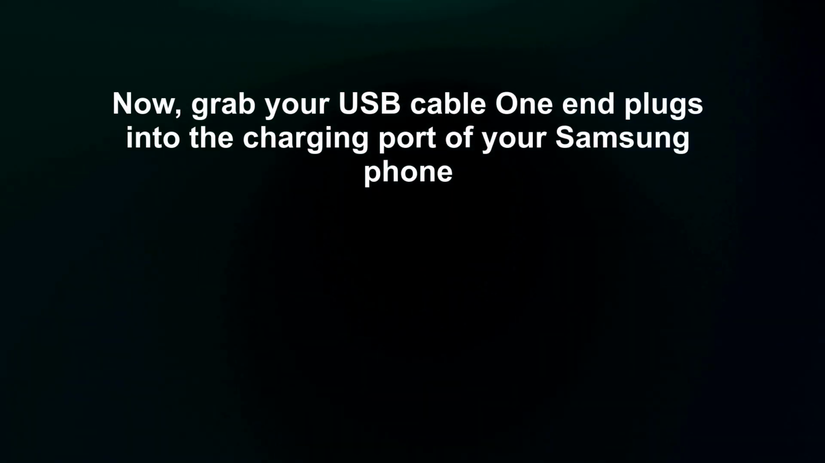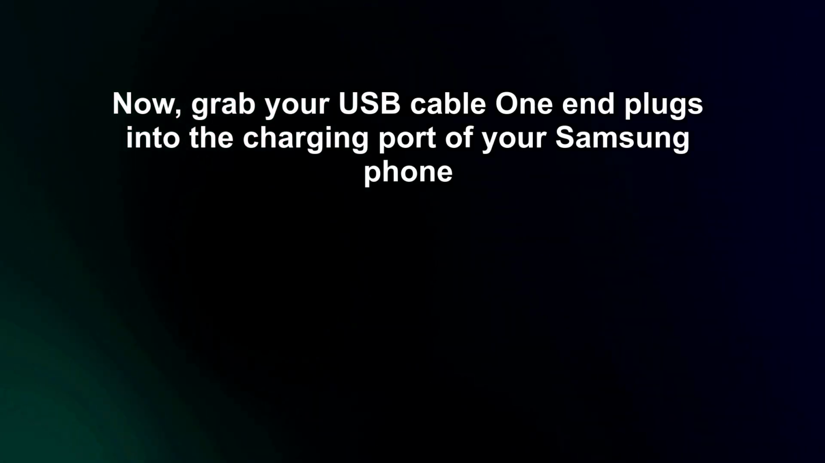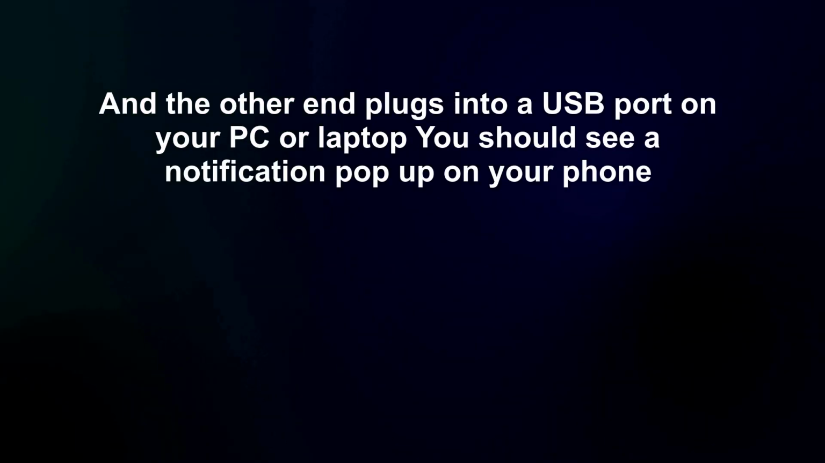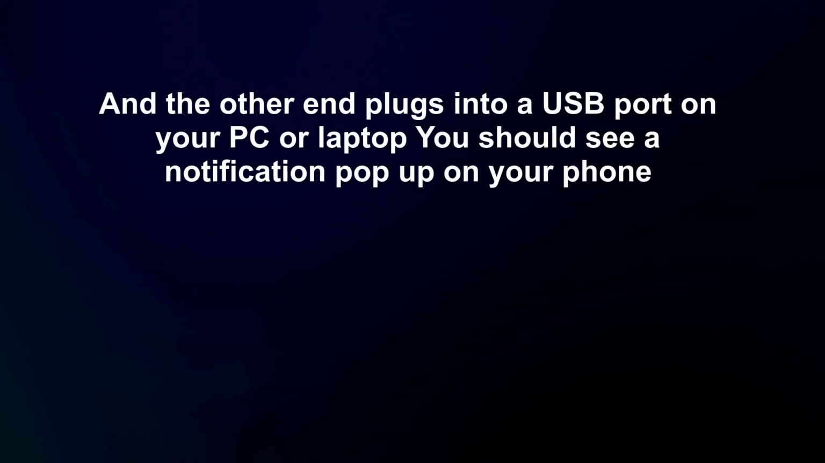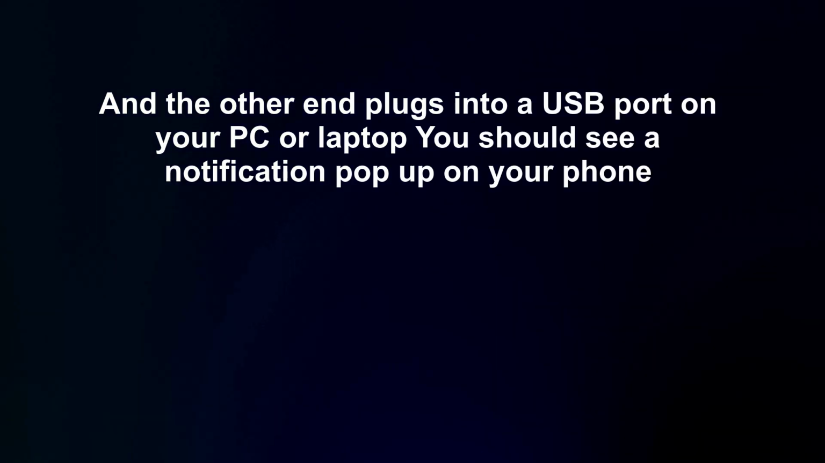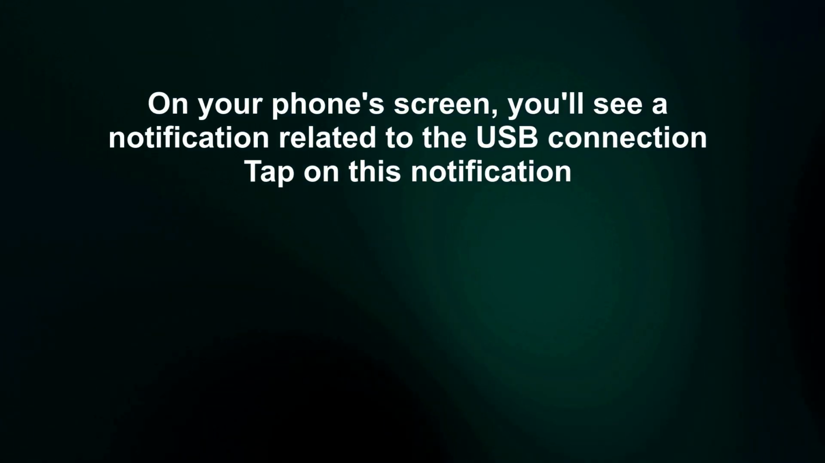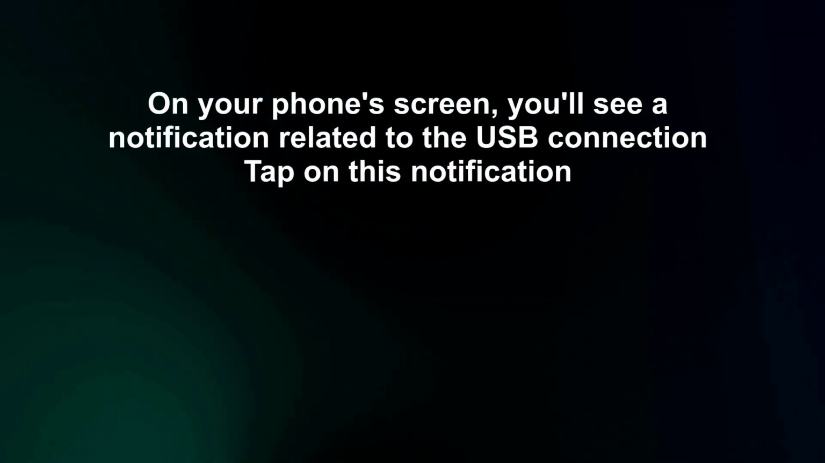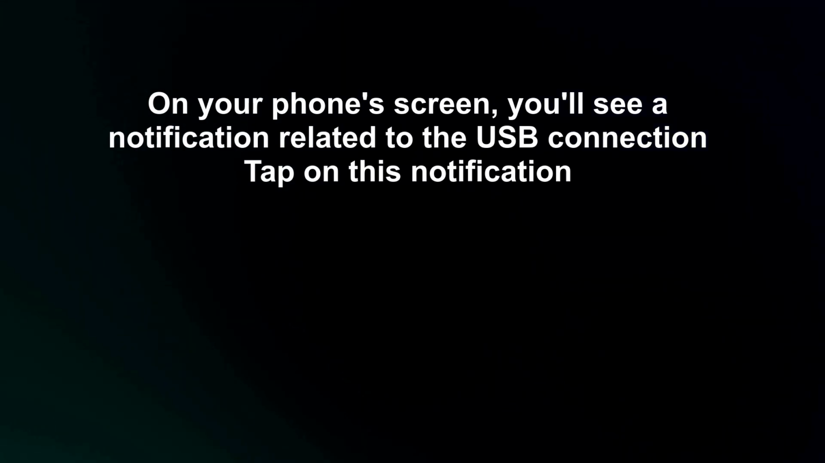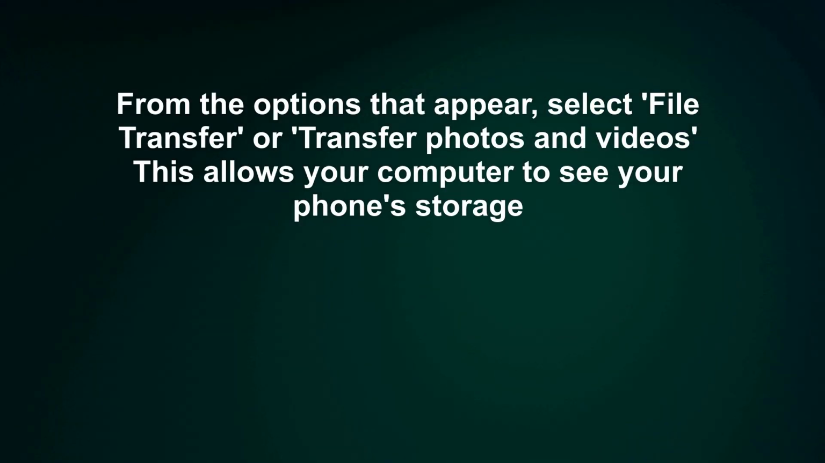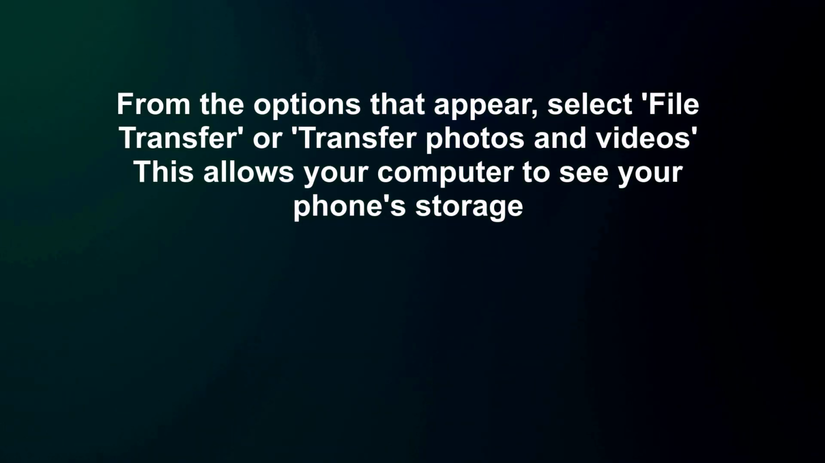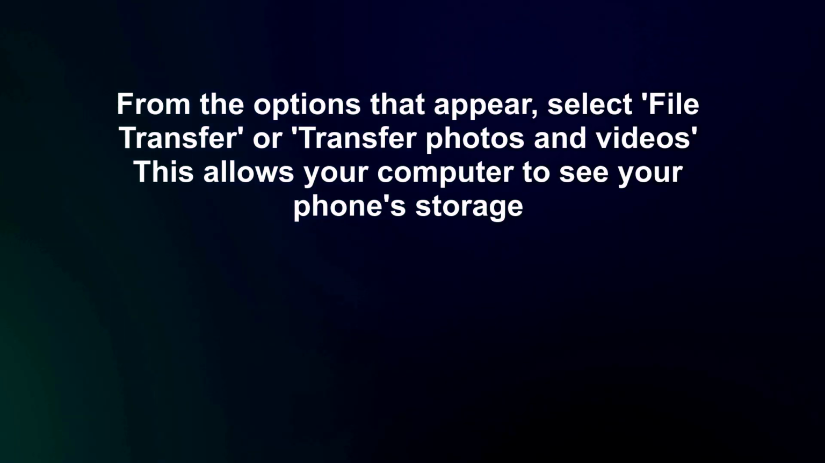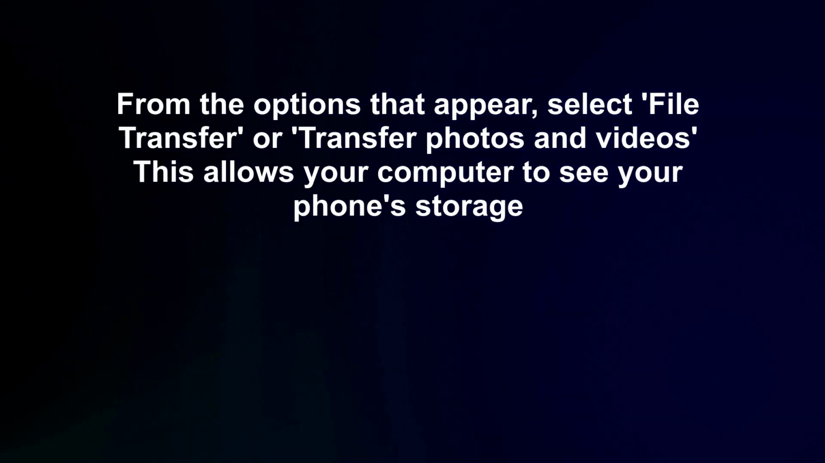Now, grab your USB cable. One end plugs into the charging port of your Samsung phone, and the other end plugs into a USB port on your PC or laptop. You should see a notification pop up on your phone. On your phone screen, you'll see a notification related to the USB connection. Tap on this notification. From the options that appear, select File Transfer or Transfer Photos and Videos. This allows your computer to see your phone's storage.